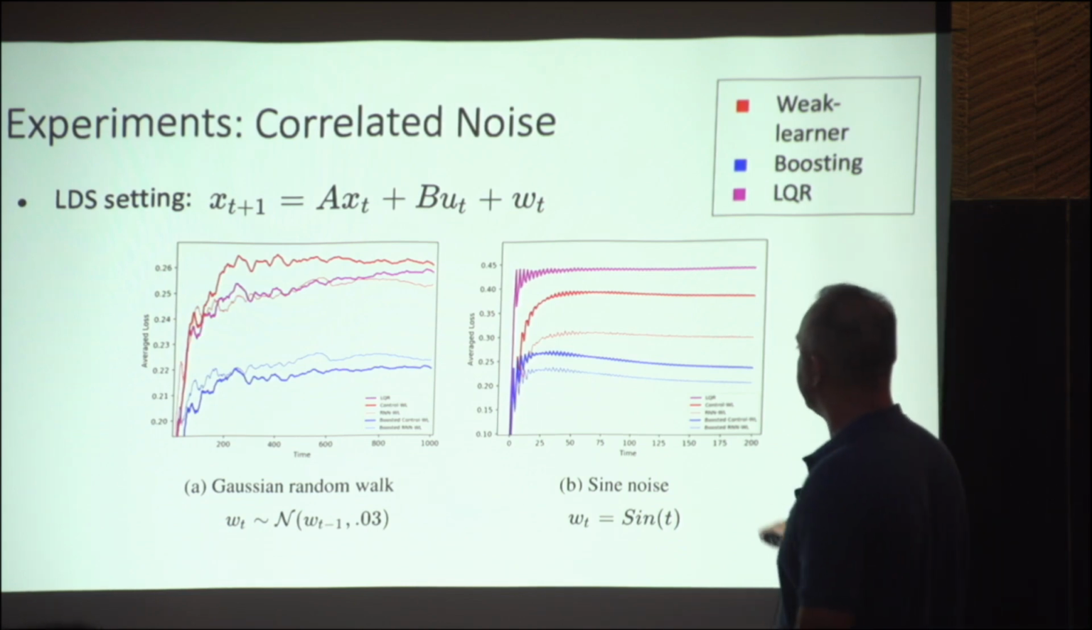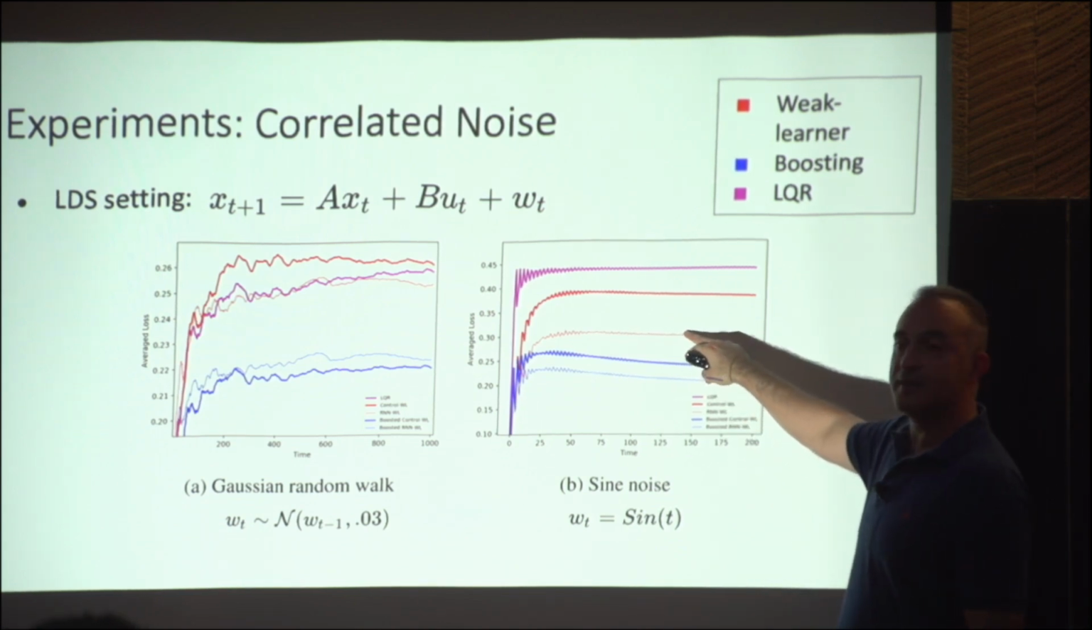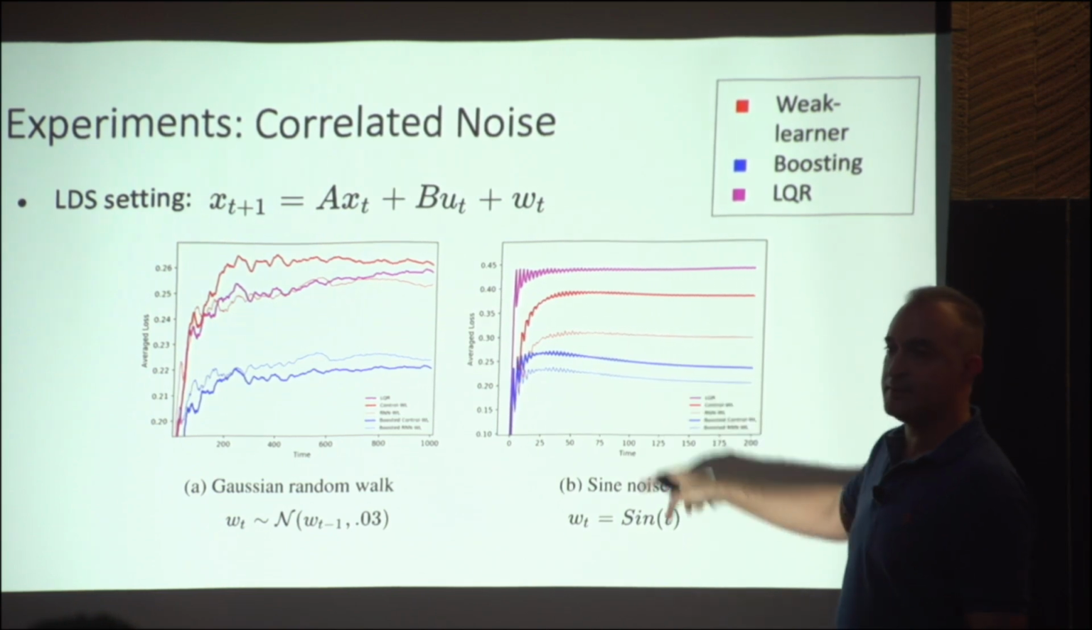By the way, one of the lines here is an RNN. This red line is a recurrent neural net, and this is how it's improved by boosting.